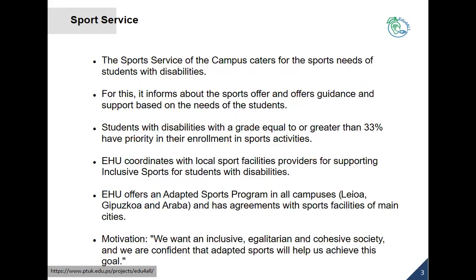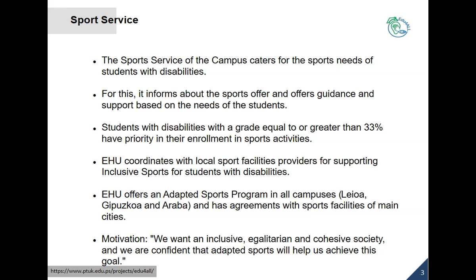These are some information taken from the sports service in the university. The sports service of the campus caters for the sports needs of students with disabilities. For this, it informs about the sports offer to the students, and they offer guidance also for support during these activities. Students with disabilities with grade equal or greater than 33% have priority for enrolling in these sports activities.